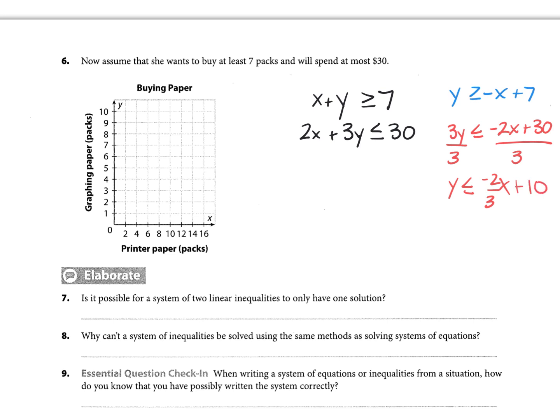plus 10. So for this blue one, we're going to start at 7. We will go down 1 over 1, and then that is going to be a solid line shaded above. And for the red one, we're going to start at 10 and go down 2 over 3, which is a solid line shaded below.